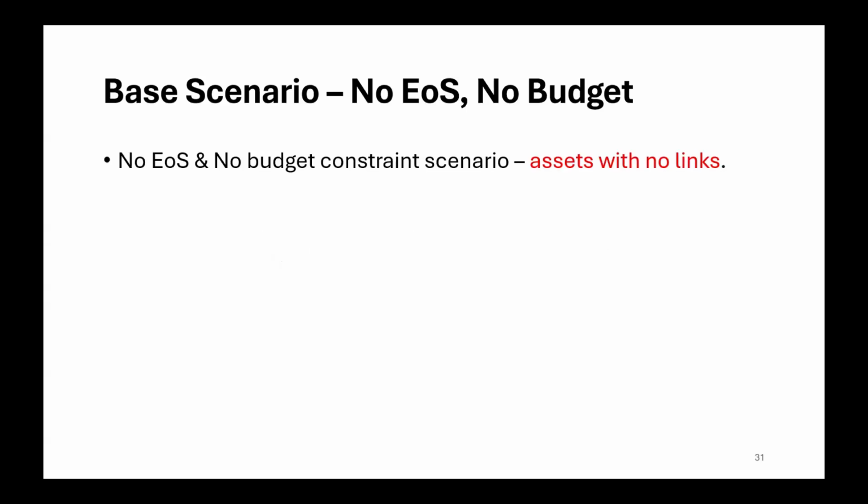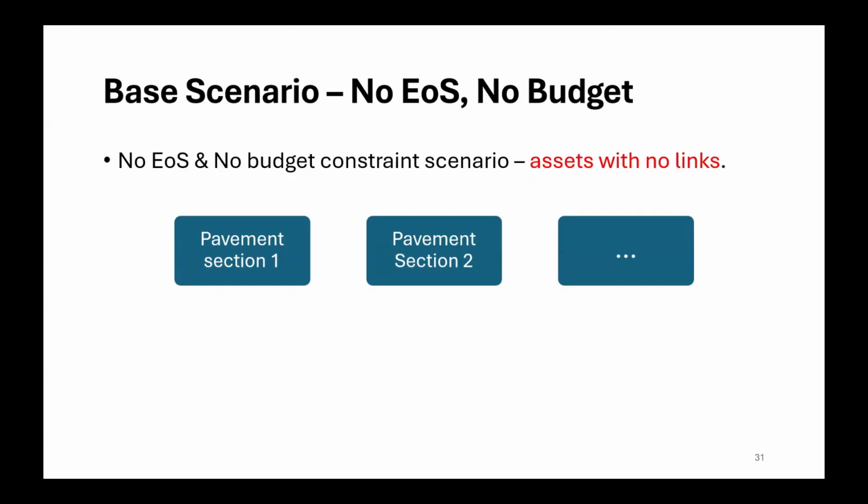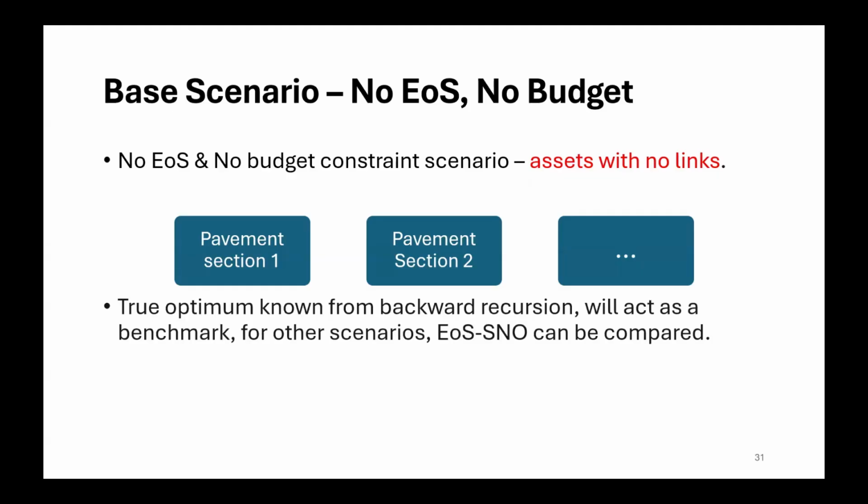So I have included many different scenarios, but the base scenario is having no EOS and no budget constraint. If there is no budget constraint, then it's just assets without any links at all. It's just free assets. Payment section 1 will have some budget and will follow some deterioration trajectory. Payment 2, payment N, all these. So the true optimum for a particular asset is known through backward recursion. That will act as our benchmark for the base case. For other scenarios, we'll compare SNO's formulation results.